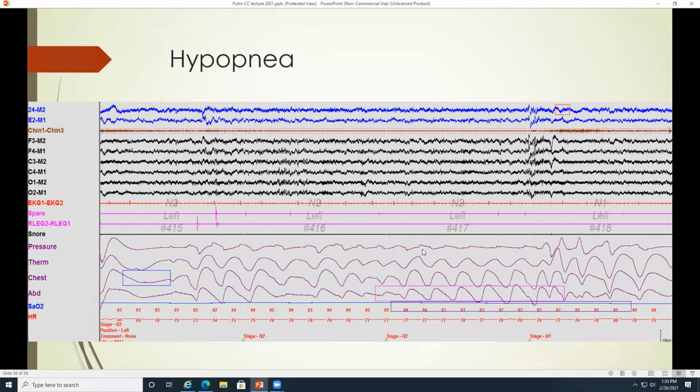This is an example using our software. You can see here in the epoch, that's number 417. This is kind of what the baseline flow looks like. It gets much smaller, but there's still some movement on there. Still has persistent effort. And then we have the arousal on the EEG up here. So that one got scored as a hypopnea. And there was an oxygen drop from 95 to 91%, a 4% drop.